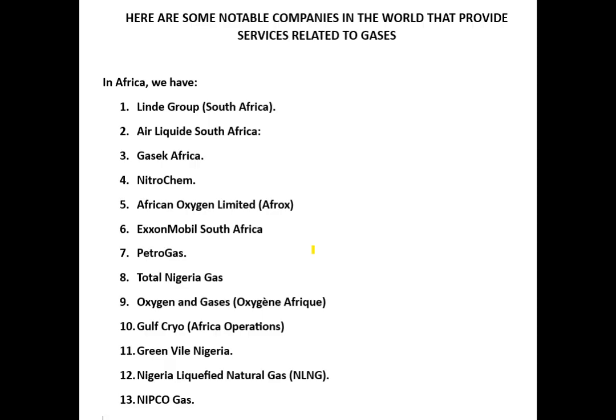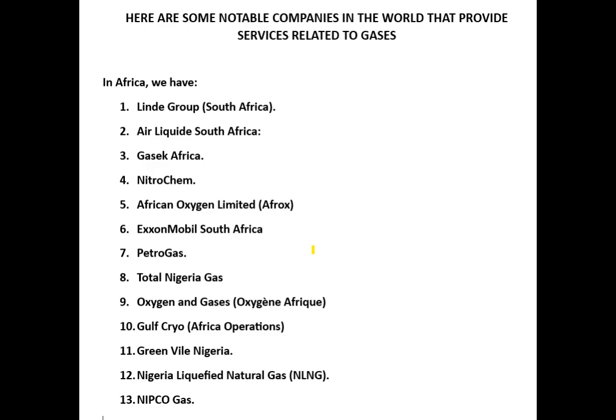5. African Oxygen Limited, AFROX. Services: one of the largest suppliers of industrial gases in southern Africa, AFROX provides oxygen, nitrogen, carbon dioxide, and other industrial gases, as well as equipment and solutions for welding, food preservation, and healthcare. Website: https://www.afrox.co.za.